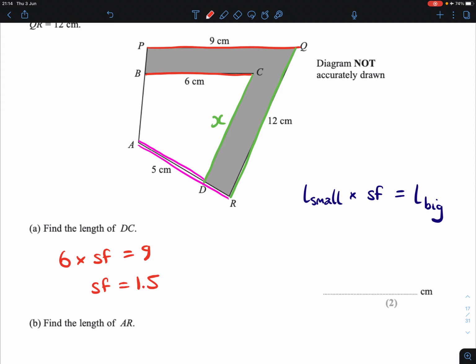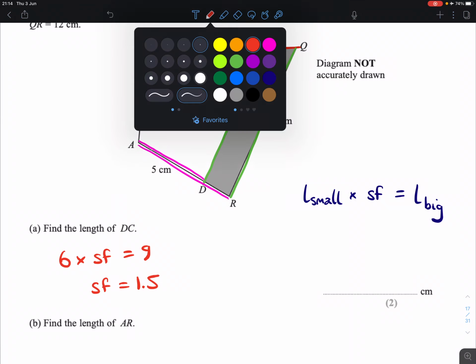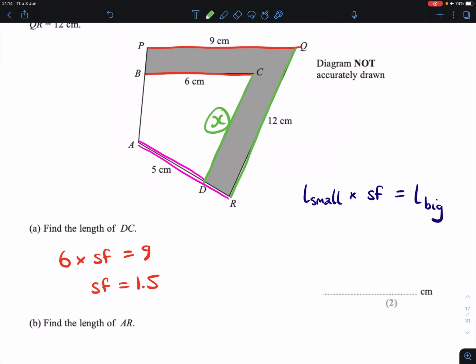So that means that all of the bigger lengths, the bigger red, the bigger green, the bigger pink, are 1.5 times as big as the smaller ones. Now x is a smaller length, so 12 is 1.5 times as big as it. I could also write it like so. X is the length of the small, we've already figured out our scale factor is 1.5, and 12 is the length of the big one. If we rearrange this formula, we end up with x is 12 divided by 1.5, and that gives us 8 centimeters.